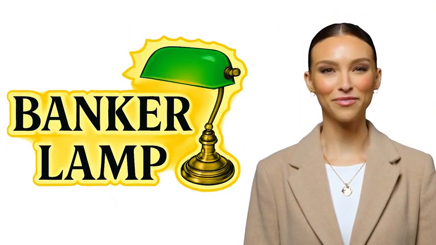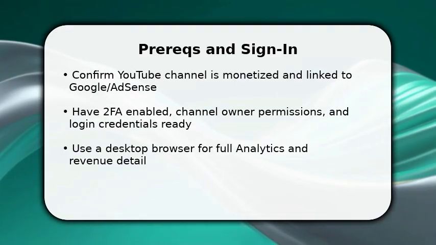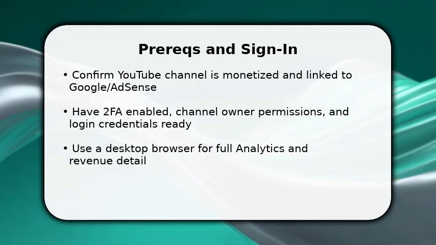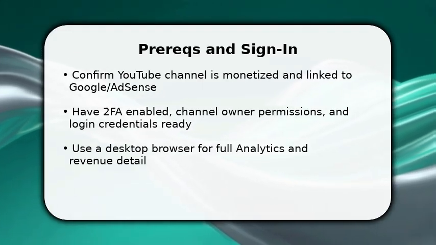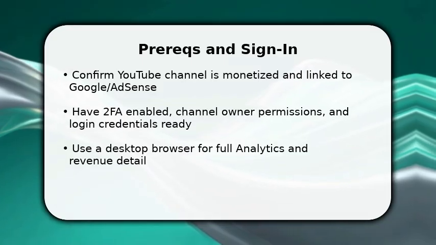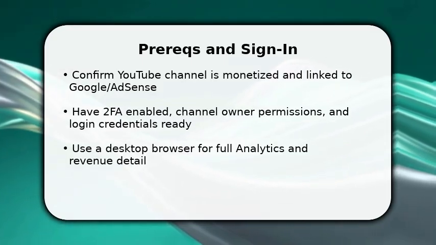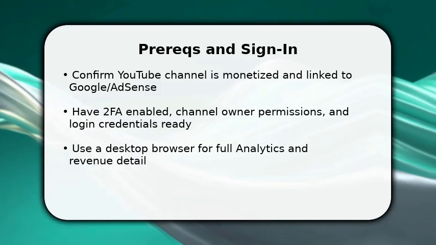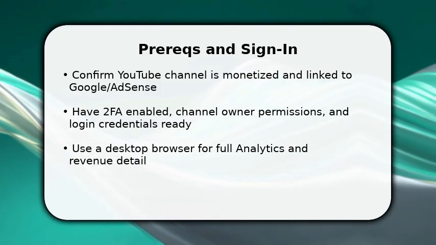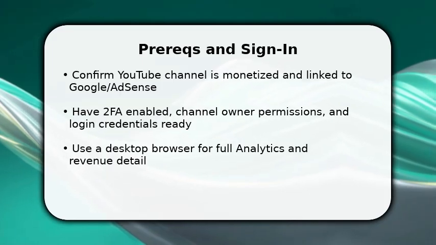Please enjoy the video. You need to start where revenue lives, YouTube Studio. Sign in with the channel owner account and make sure AdSense is linked. This is why earnings appear. Once signed in, open YouTube Studio from your avatar menu. Make sure two-factor authentication is ready in case Google asks.